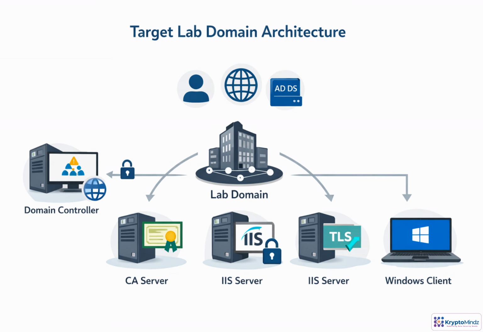Our lab domain is the backbone of everything we'll do in this course. The domain controller runs both Active Directory and DNS, so every machine uses it for name resolution and authentication. The CA server issues certificates that are trusted because they're integrated with the domain. The IIS server requests those certificates to enable TLS, and the Windows client lets us test logons, certificate enrollment, and how trust flows end-to-end.